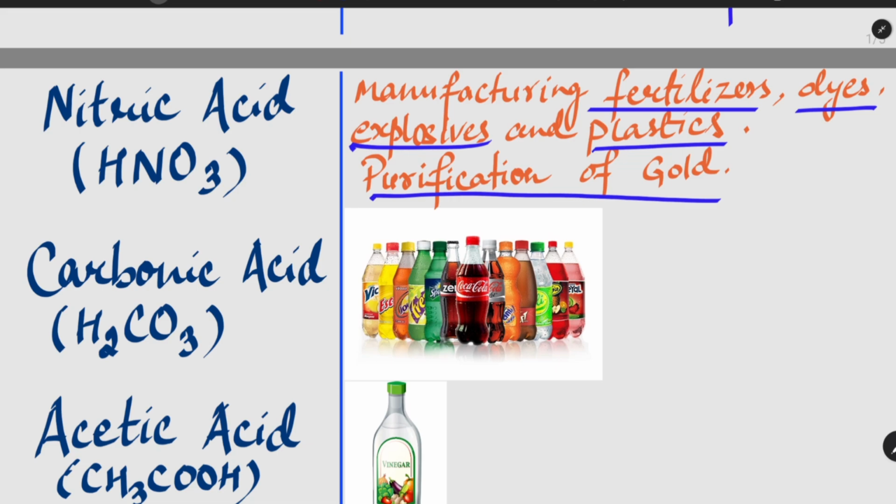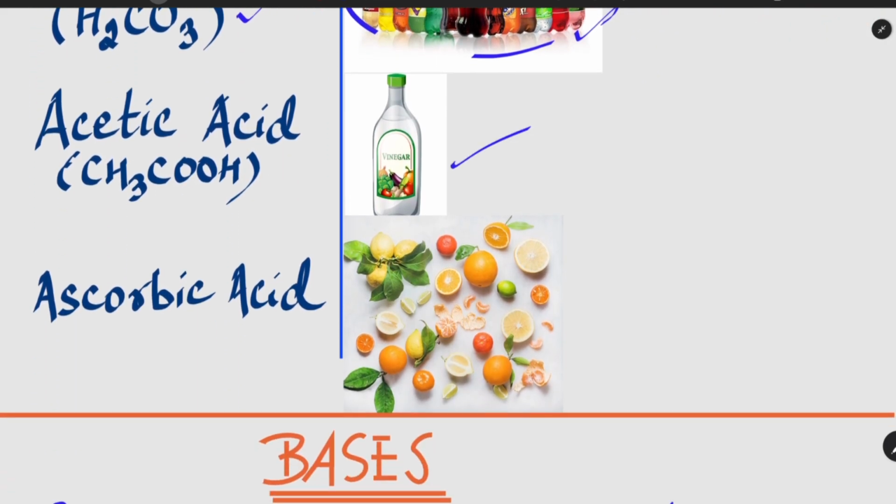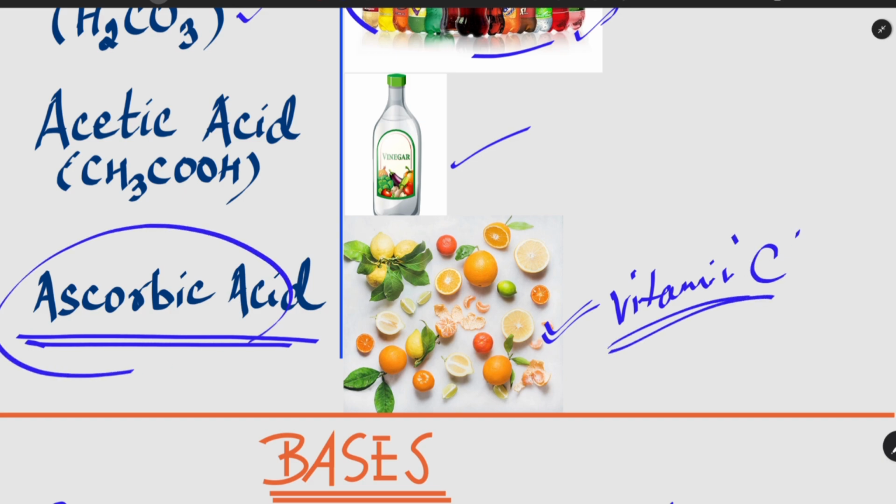The next one is carbonic acid. Carbonic acid is used to make aerated drinks, as you can see. So in all these kinds of drinks, carbonic acid is present. Then acetic acid is used to make vinegar, and vinegar is used in our kitchen for various purposes. The next one is ascorbic acid. Ascorbic acid is found naturally in all citrus fruits, meaning these fruits are rich in vitamin C. In vitamin C rich food, ascorbic acid is already present. And this is very good because this acid is required for the maintenance of bones and teeth.